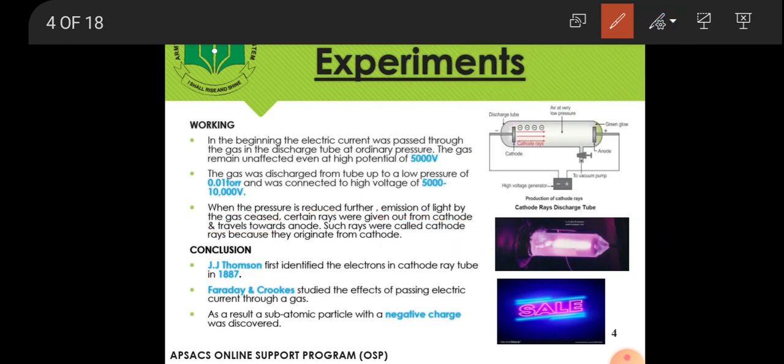The modern example of a gas discharge tube is the neon sign. In a neon sign, neon gas is used.